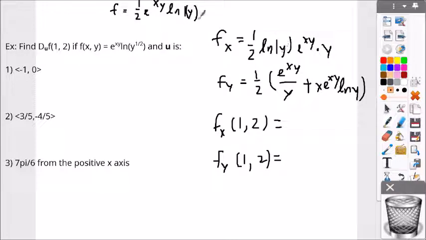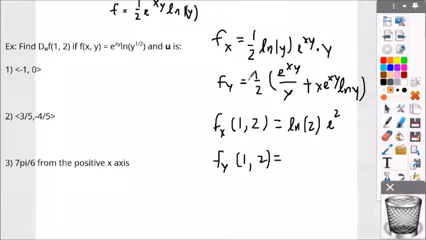I should have made it natural log x. I'll tell you why I should have made it natural log x later. If we put 1 in the x, it's just really nice. 1/2 times natural log of 2 times, okay, so what you'll get is 1/2 times y, which is 1, natural log of 2 times e squared.